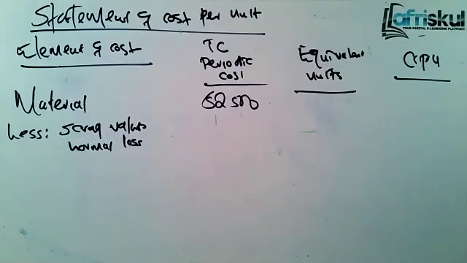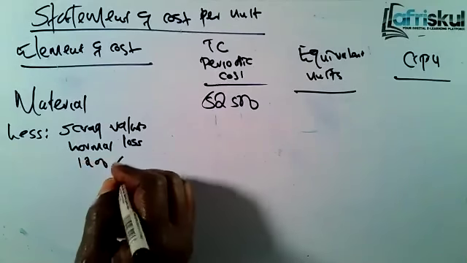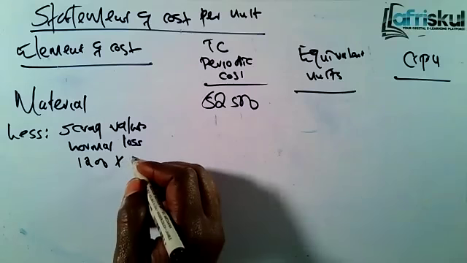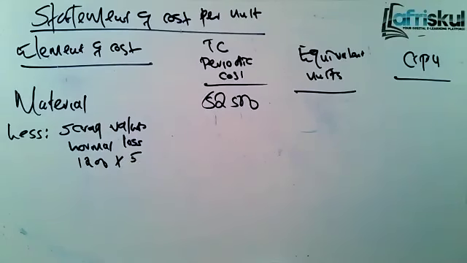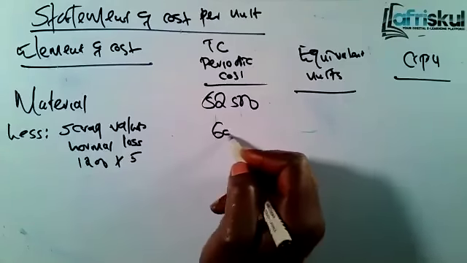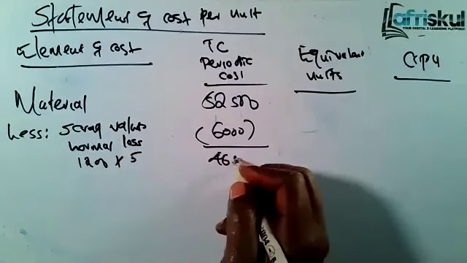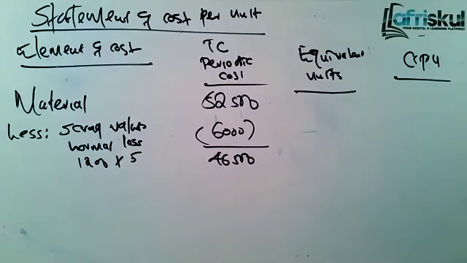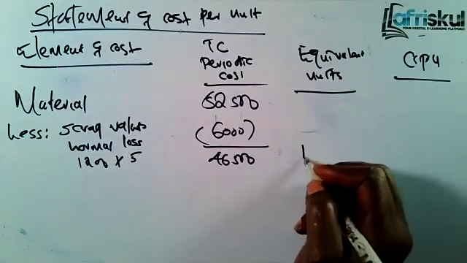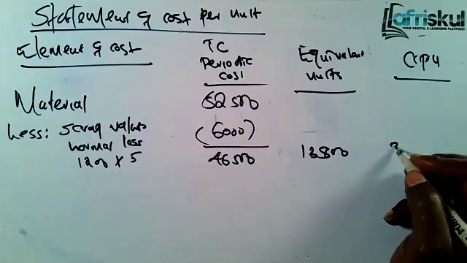In note number 4, completion process B, 800 units were scrapped at 5 per unit. So that is 1,200 times 5, you get 6,000. You deduct here 6,000. 52,500 minus 6,000, you get 46,500. Equivalent units was 13,800. You divide that one, you get 3.37.